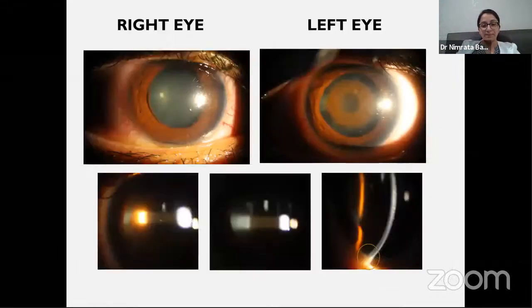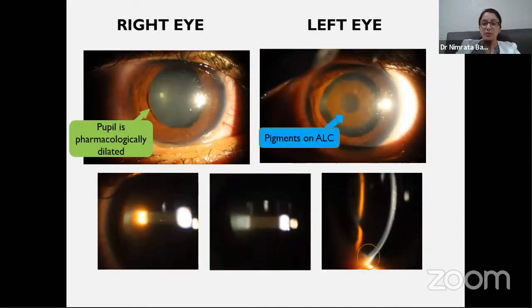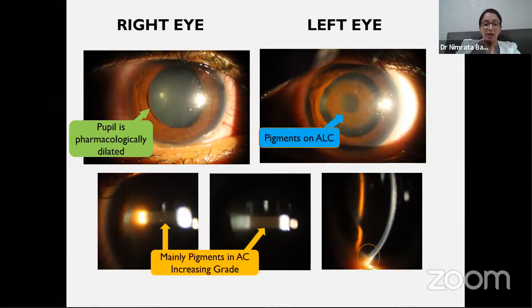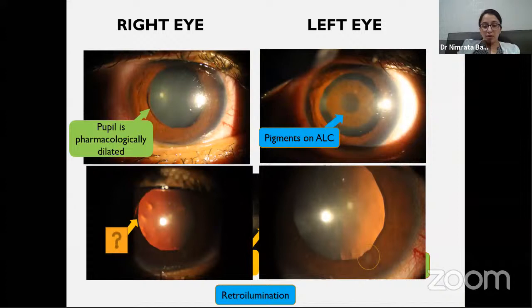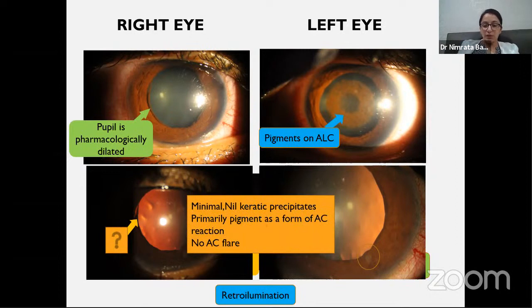Next slide, please. So these are the pictures. The pupil here is pharmacologically dilated. We can see the amount of pigments that were there on the anterior lens capsule. Now, this was a true nightmare, and also the IOPs that we were seeing. So the AC reaction was primarily of a pigmentary nature. There were no inflammatory cells and nil or minimal keratic precipitates. Next animation. So on retroillumination, this is the picture that we found. I'm not sure, I would like the experts to comment if this could be called a transillumination defect. Next animation. So this was the nature of the uveal inflammation that the patient was having. Minimal or no keratic precipitates, primarily pigment as a form of AC reaction.